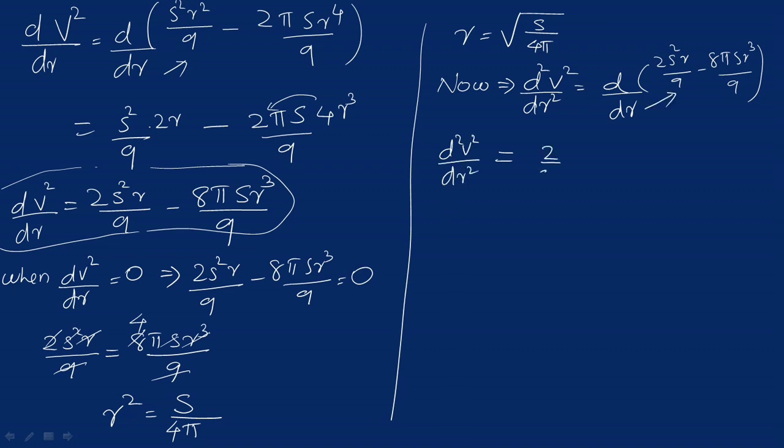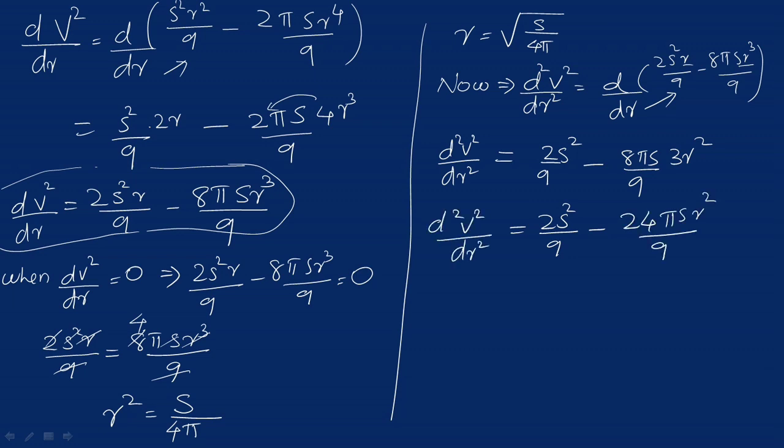So we have d²V²/dr² = d/dr of (2s²r/9) which is 2s²/9 only, minus d/dr of (8πs r³/9). Here 8πs/9 is constant, into d/dr of r³ which is 3r². So we can write 2s²/9 minus (8 × 3) that is 24πs r²/9, that is d²V²/dr².